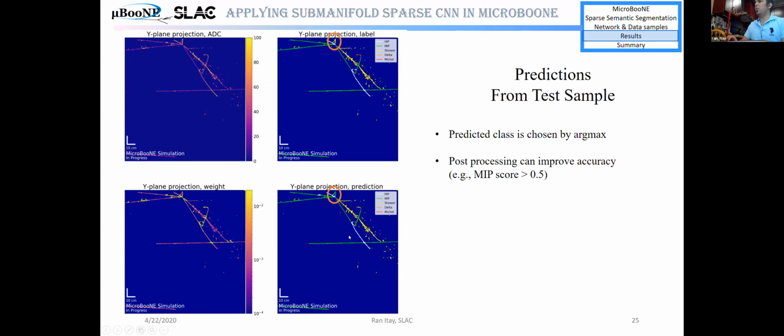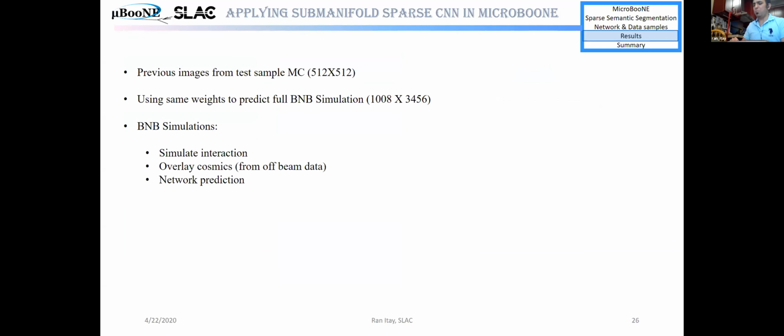So those are for the simple Monte Carlo which I produced. These are the training and test sample. Let's see how it looks when we're looking at a full neutrino interaction simulation. Now, the nice thing about these sparse SSNet is that we are actually training on a 512 by 512 Monte Carlo sample, and we use these exact same weights to predict a full BNB simulation, which is 1008 by 3456.